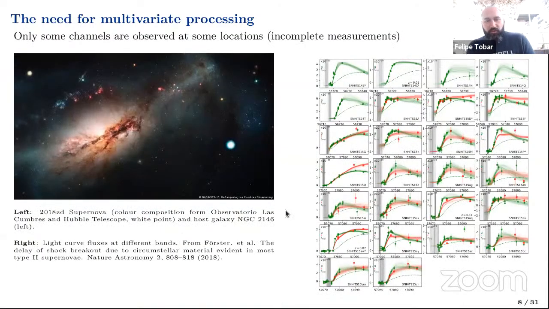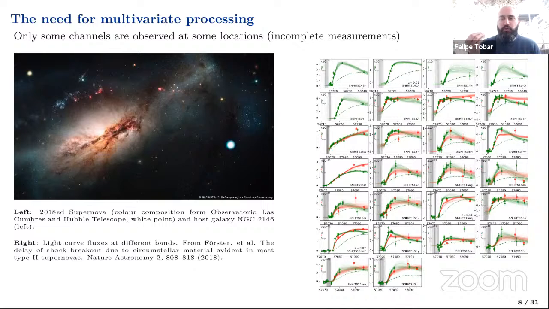The third reason that I'd like to mention that motivates the need for multivariate processing is that when you have a multiple channel phenomenon, not all channels are observed at the same times. An example of this is Astroinformatics. So this picture at the left is a galaxy, and this blue-white dot is a supernova. So it's a star that just died.